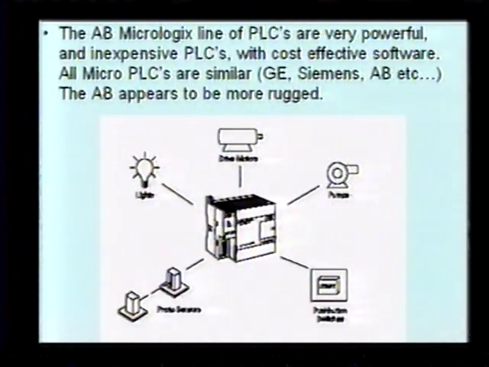The AB MicroLogix line of PLCs are very powerful and inexpensive PLCs with cost-effective software. All micro PLCs are similar: GE, Siemens, AB, etc. And the AB appears to be more rugged, in my opinion. In this example down here, this picture, we have a Siemens S7-200. It's controlling pumps, drives, lights, looking at photo sensors, and looking at push buttons.